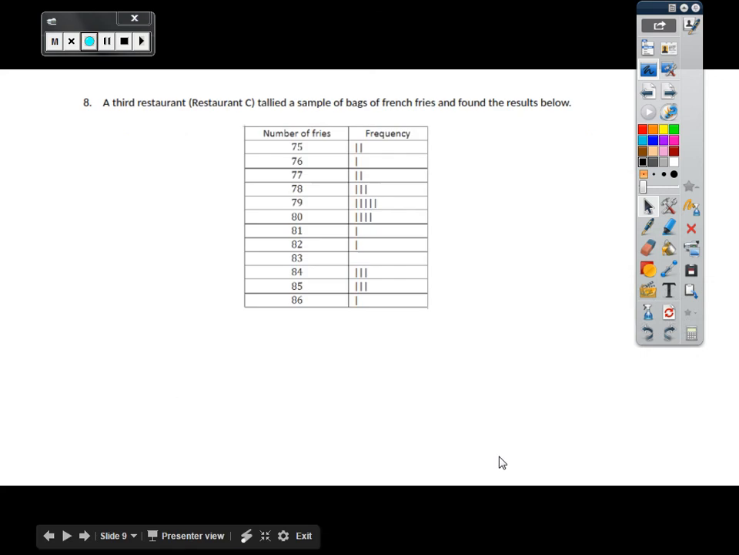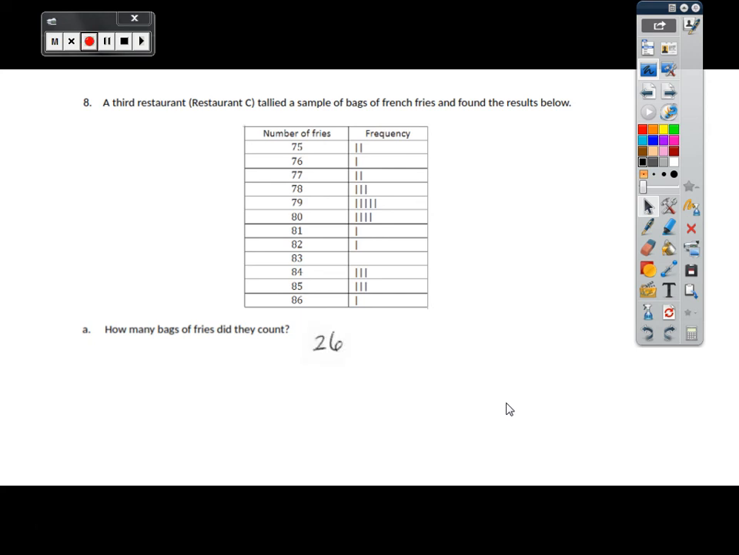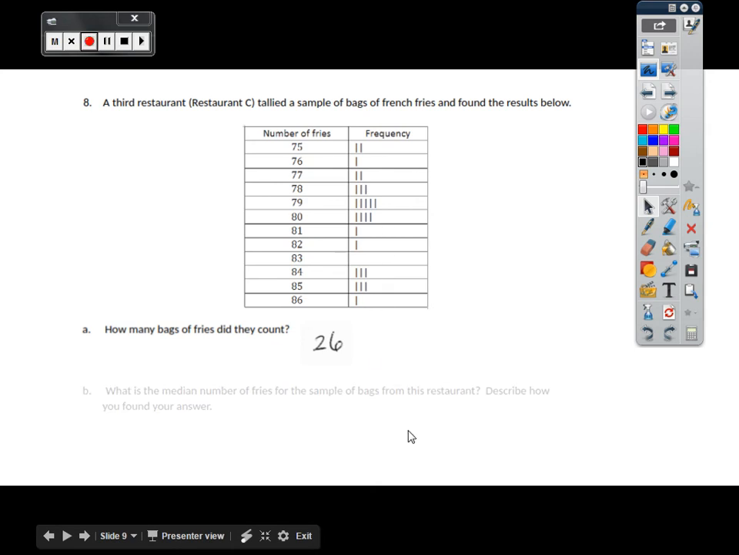Number 8. A third restaurant, Restaurant C, tallied a sample of bags of French fries and found the results below. How many bags of fries did they count? All you really had to do here was count the tally marks. They counted 26 bags of fries.